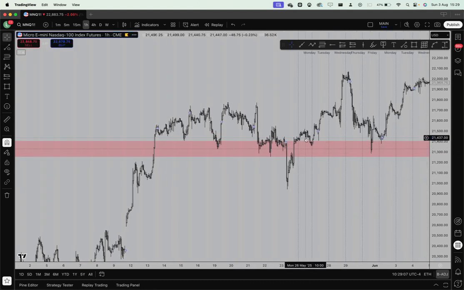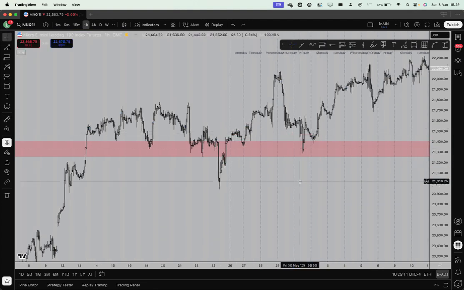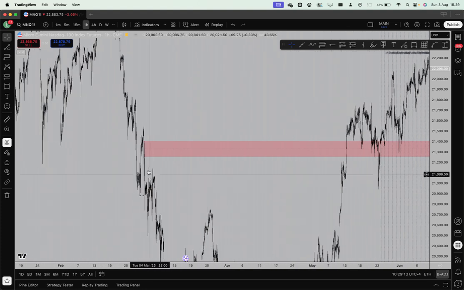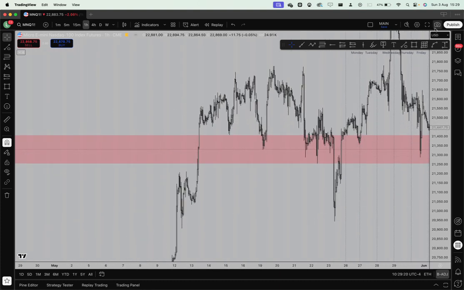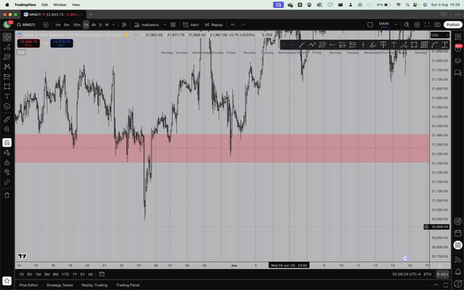We break through, okay, we break through again, but we're still using this same level as support. Now this is almost 2 months later. This is the 2nd of March. We're up to the 23rd of May. So we are a couple of months past the time and we're still using the same areas as support and resistance.